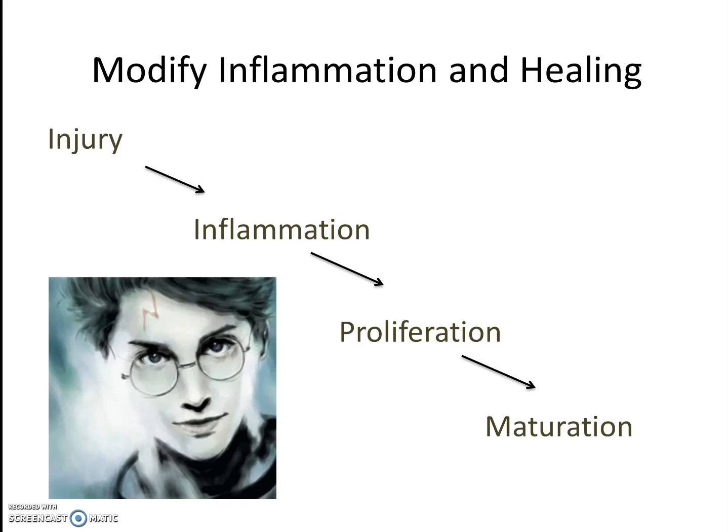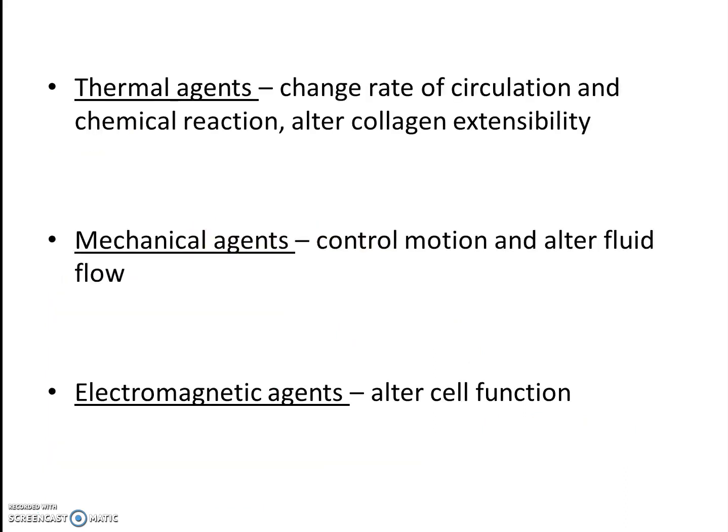We will talk about these phases a little bit more in detail in our next lecture. You'll also talk about this in anatomy and physiology and pathology. Some of those things that we've mentioned can be impacted differently by our different agents. With our thermal agents, the biggest thing we see is that we're changing the circulation, the chemical reaction, and altering the collagen extensibility. Remember, thermal agents can be cryo or thermal, so they can be hot or cold.